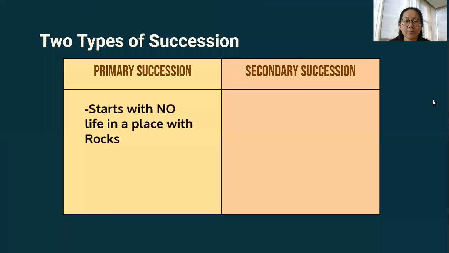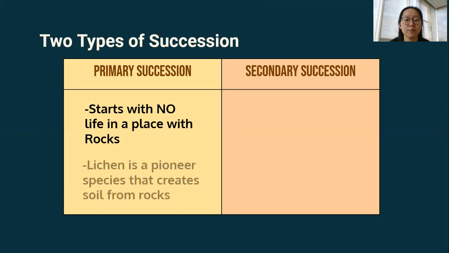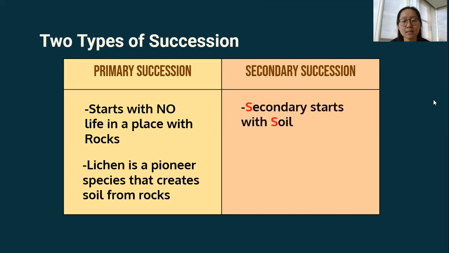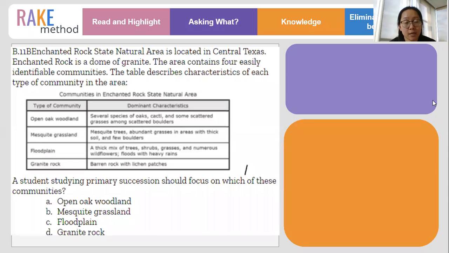So as a comparison again, the two types of succession are primary and secondary succession. Primary succession starts in a no-life area. It's bare rock, might be a newly formed island from a volcano. And lichen is always the pioneer species that will create the soil from the rock. So this takes a long time. Secondary succession starts with soil. You can remember the S and the S. It happens a lot faster because you're not building soil.